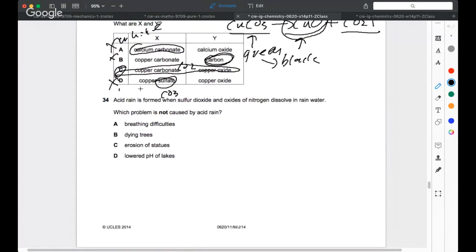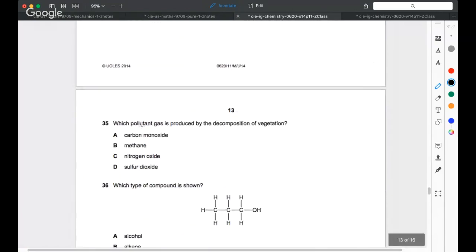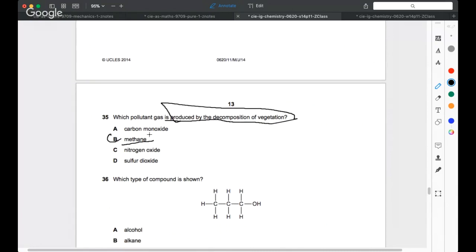Okay, number 34. Acid rain does not cause breathing difficulties. So A is the right answer. Number 35. Methane is a product of vegetation decomposition. So B is the right answer.